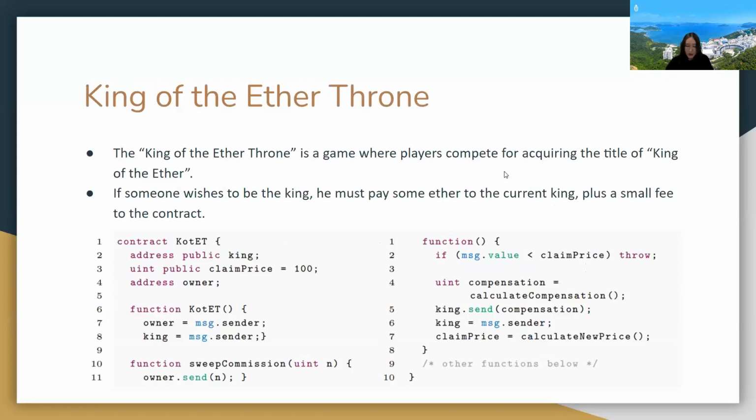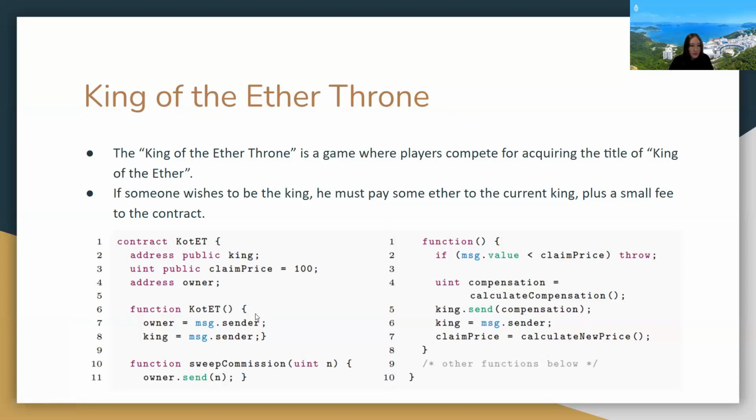This one is the King of the Ether Throne contract. You've seen this contract in the lectures as well. Basically, this is a game where players compete for acquiring the title of the king of the Ether. If someone wants to be a king, that person needs to send some Ether to the current king and a small fee to the contract. Then the king would be updated.